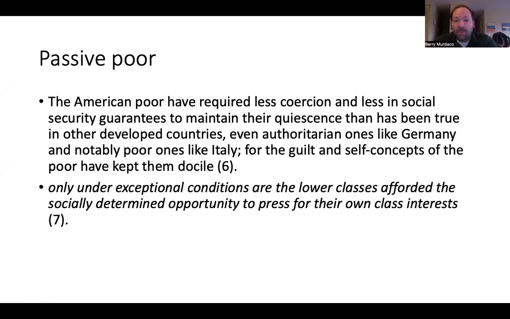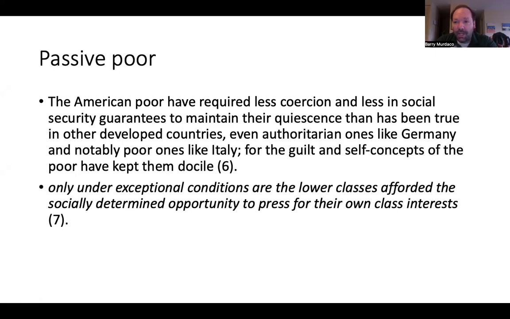So they argue that poor people in the United States are extremely passive, basically, for the most part. They say only under exceptional conditions are the lower classes afforded the socially determined opportunity to press for their own class interest. So, normally the obstacles, particularly for poor people, to act in a collective fashion are very steep. It's very hard, obviously, to overcome these things. But the idea that less force, less coercion is necessary to sort of keep the poor in line, in some ways, it's obviously a very kind of sad commentary on people.